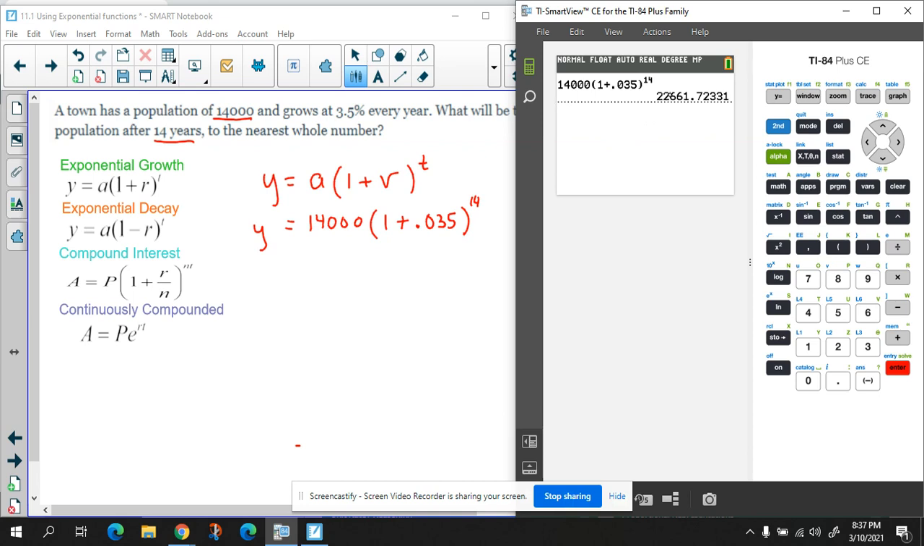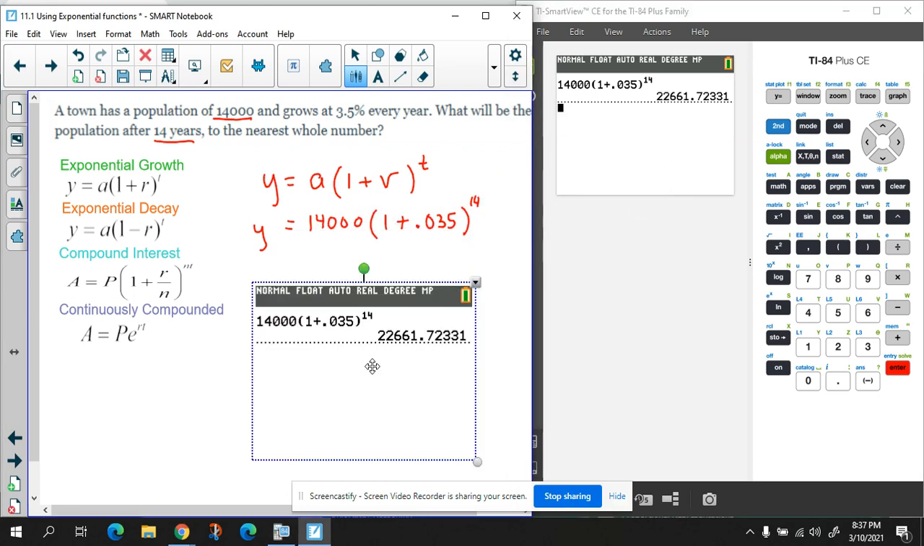So the correct answer for our first question will be, we would have a population of 22,661.7. Notice the rounding, round to the nearest whole number. Our population is going to be 22,662 people.